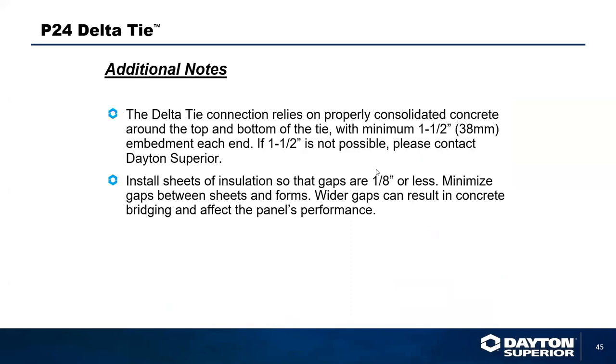Typically, embedment needs to be 1.5 inches, as we said before. That's imperative. Install the sheets of insulation so the gaps are no more than 1/8 of an inch. You don't want any gaps bigger than 1/8 of an inch, because you're looking to minimize the gaps between the sheets of foam, since that is where you end up getting some bridging.